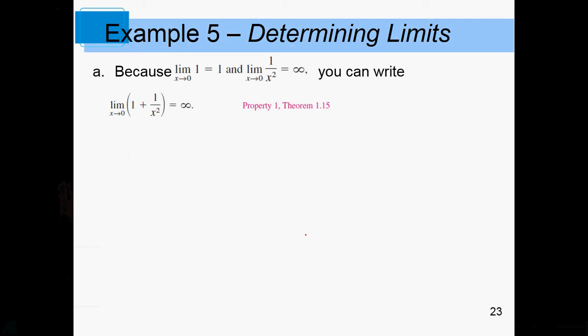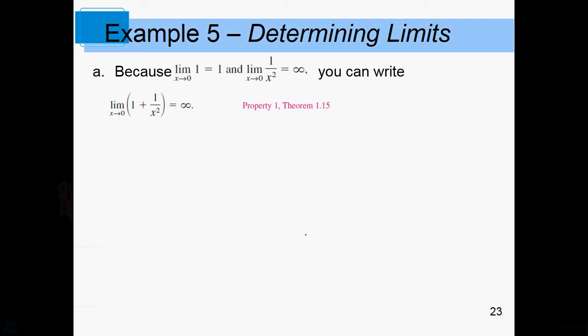So, say you're given the limit of 1 plus 1 over x squared as x approaches 0. Because we can look at these independently, we know that the limit of 1 is just 1, right? It's a constant. And we know that the limit of 1 over x squared has to be infinity. How do we know that? Well, we can graph it, of course. But the easier way is plug in x equals 0, 1 over 0. It's an undefined, indeterminate form.